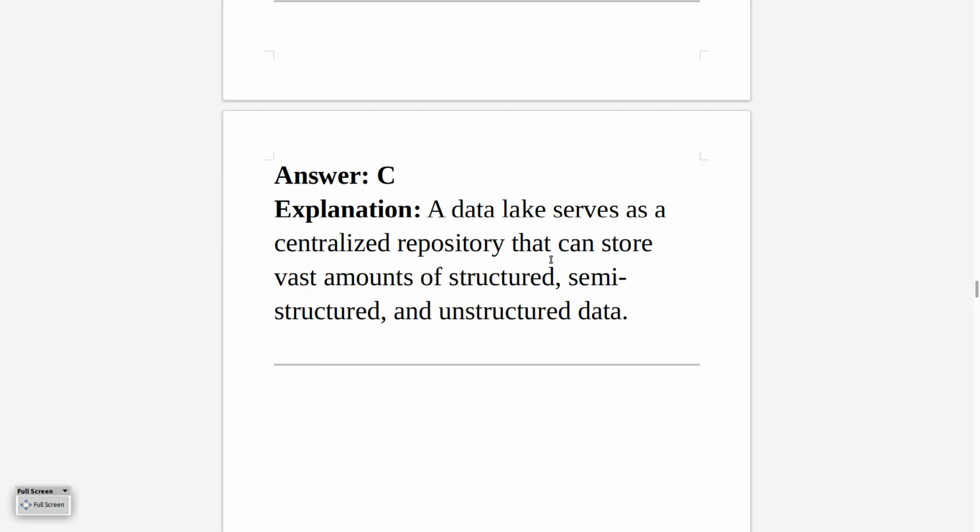A data lake serves a centralized repo that can store vast amounts of structured, semi-structured, and unstructured data. Yeah, indeed. And I think the idea is that the whole company can kind of be served by this thing, and there should be synergies and that type of thing. What little I know about data lakes.